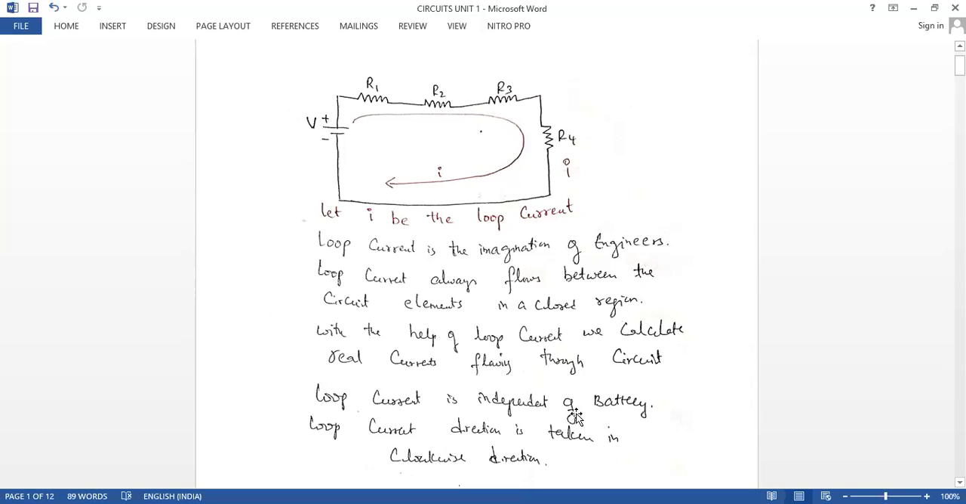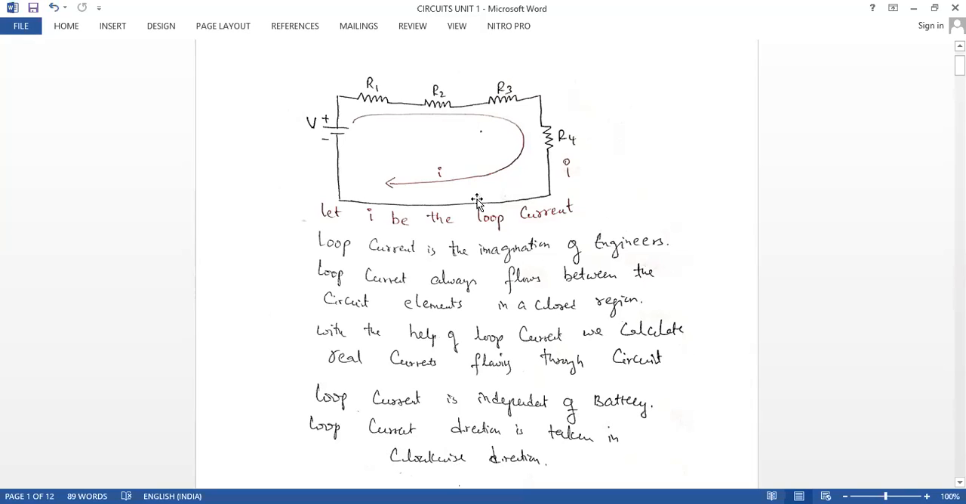Loop current is independent of battery. So whether the battery is present or not, it doesn't matter. It is an engineer's technique to assume a certain current which is not really existing, and with the help of the loop current calculate the real currents. And now what is the last line? Loop current direction is taken in clockwise.